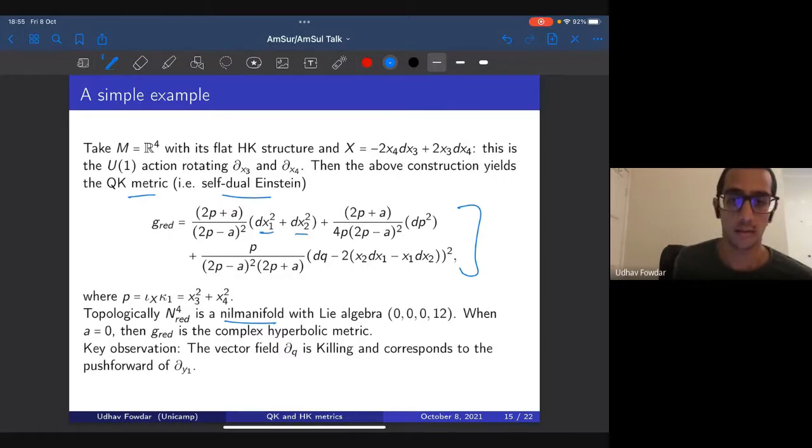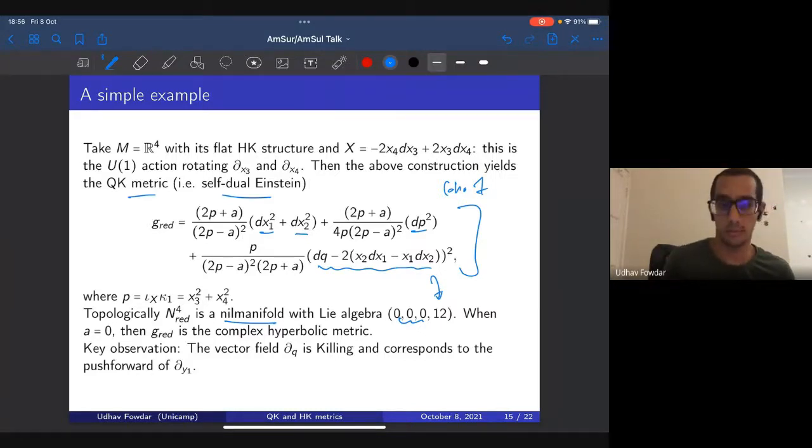dx1, dx2 here are closed one-forms. This one here is a closed one-form as well, so this corresponds to the exterior derivative of this triple. And if you take the exterior derivative of this one-form here, you get dx1 wedge dx2. So you realize that the structure equation is exactly the structure equation of the nilmanifold, the Heisenberg group cross R. Otherwise you can also think of it as a cohomogeneity one metric, with the principal orbit being the Heisenberg group.